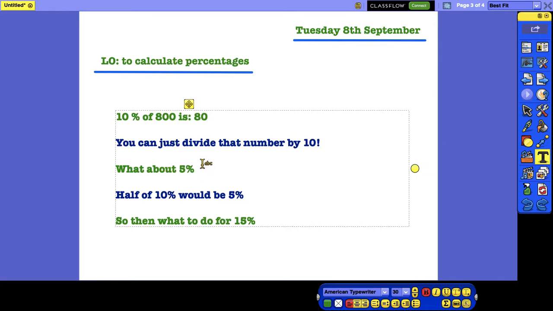Now, to work out 5%, what do we need to do to that number? What do we need to do to 80 to work out, if we know that 80 is 10%, how do we work out 5? Well, 5 is half of 10, so whatever is half of 80 is going to be 5%. Half of 10% would be 5%. So the answer to 5% of 800 would be 40.